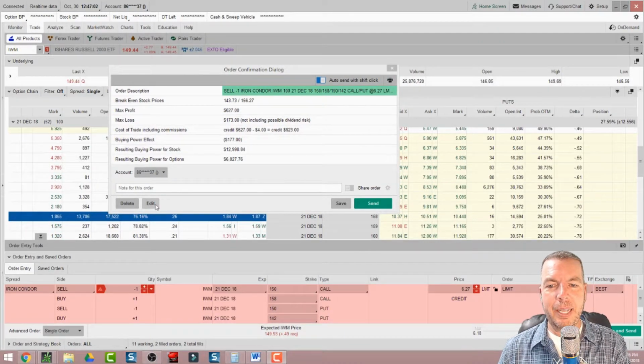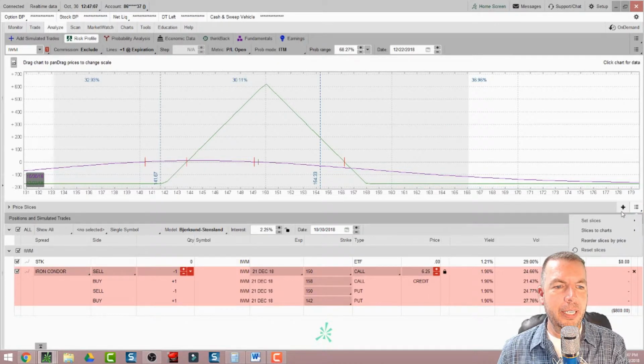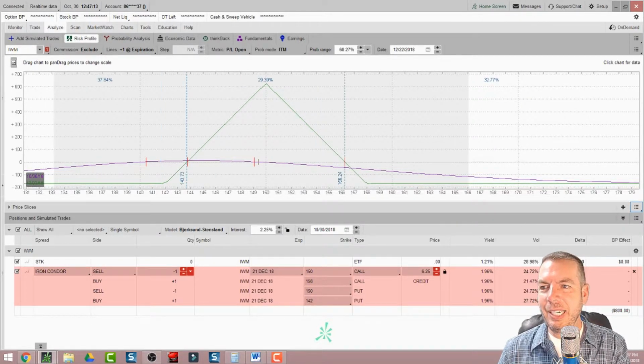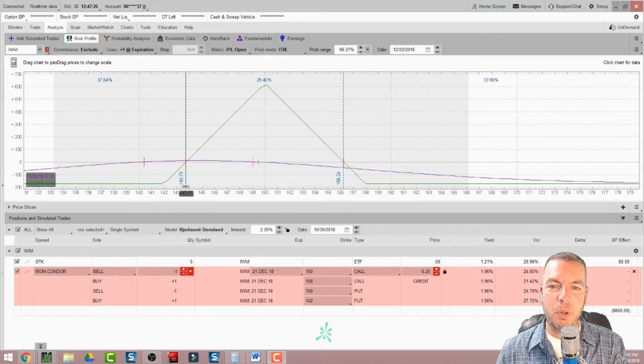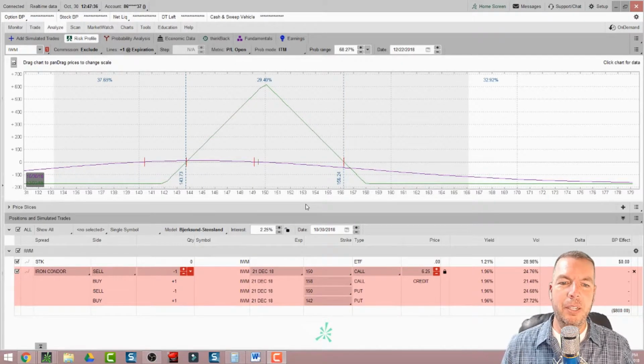So let's go back and look at this Analyze tab. What I like to do is come in here and click Set Slices to break even on expiration, which is 12/22. Now you can see it drew these price slices out, and it shows us where our break-even points are going to be. Our break-even points are at 143.73 and 156.24. So we're looking at about a $13 wide break-even range on the trade.